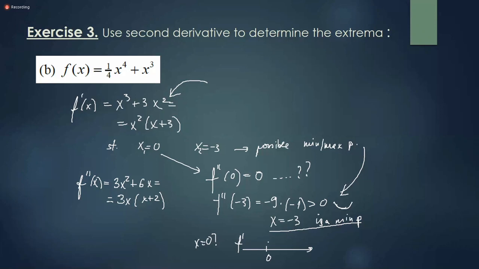Okay. So at 0, I see that if x is very small positive, then x squared is positive and x plus 3 is also positive, close to 3, positive. If x is small negative, then the square is positive and small negative plus 3 is also positive. So we see that the first derivative does not change the sign, looking at the sign diagram.